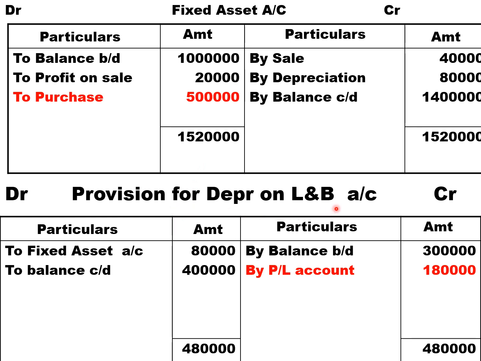Next, provision for depreciation on land and building account, students, as we did in the previous case. So for land and building depreciation you need to prepare the account, because on the liability side they are given accumulated depreciation. It's given on the liability side, so it's called balance brought down 3 lakh, and take down this 80,000 depreciation from the fixed asset account credit side. It's here on the credit side, 80,000 transfer to the debit side, from credit to debit. So that is called fixed asset depreciation 80,000. Then closing balance 4 lakh. So you get a balancing figure of 1 lakh 80,000, which is the current year depreciation.